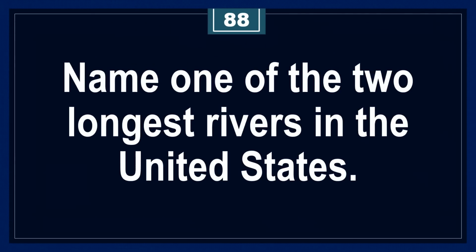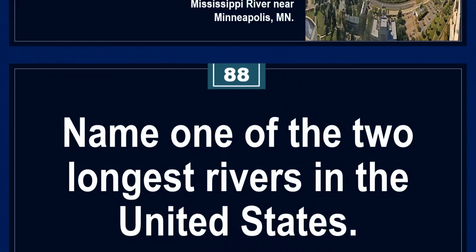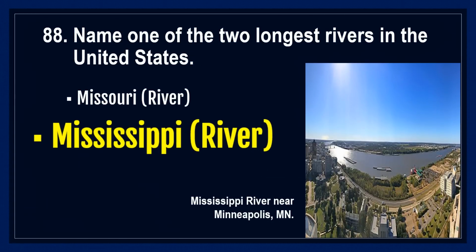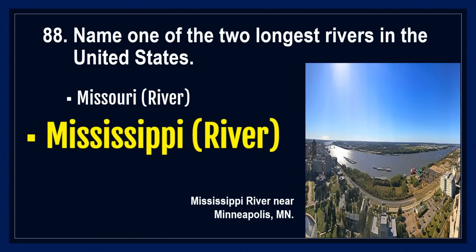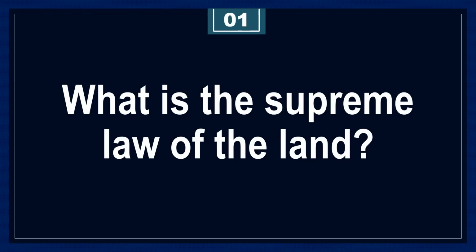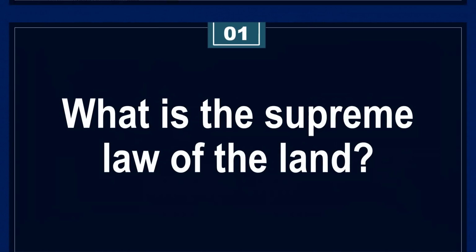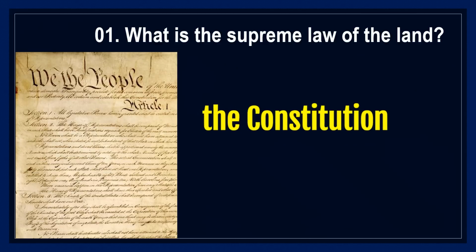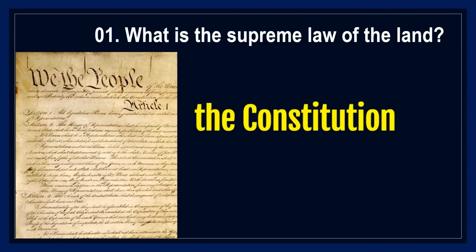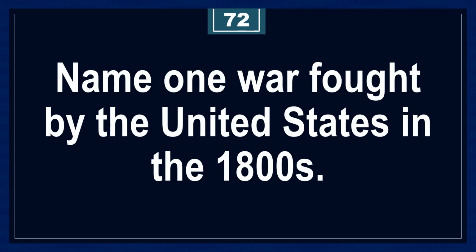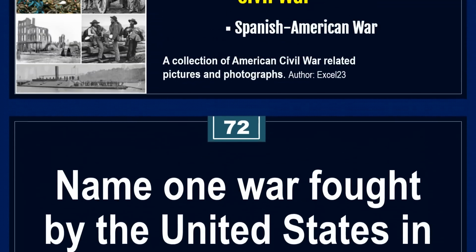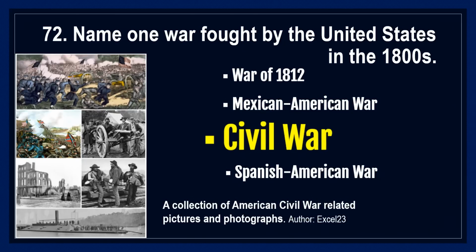Name one of the 2 longest rivers in the United States. Mississippi River. What is the supreme law of the land? The Constitution. Name one war fought by the United States in the 1800s. Civil War.